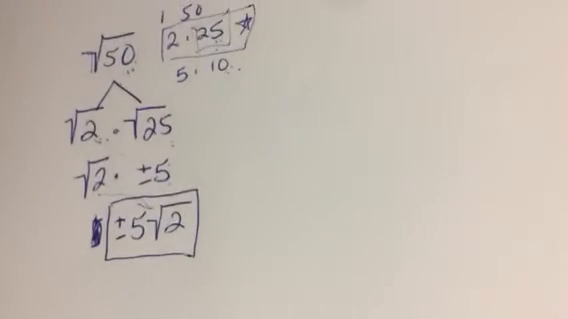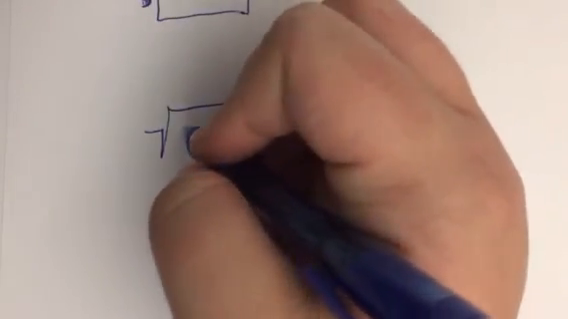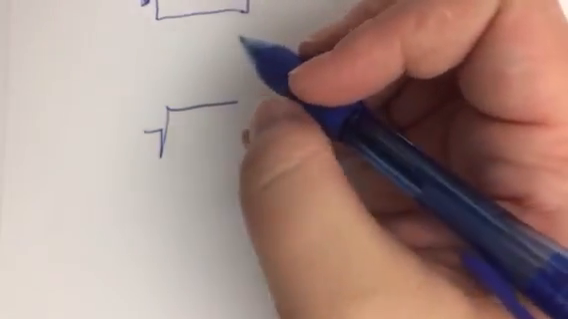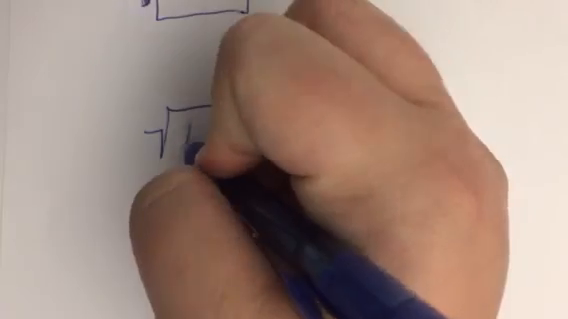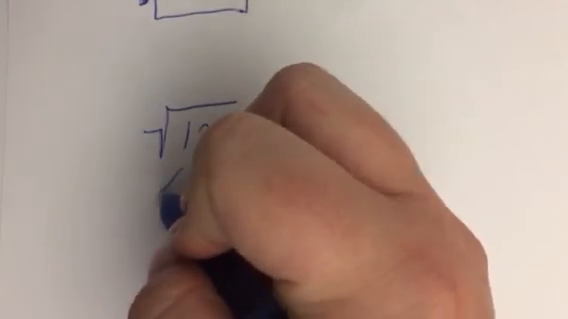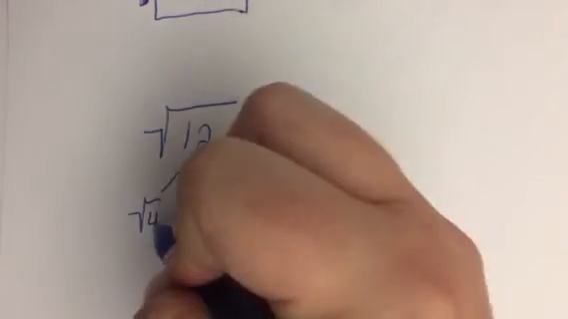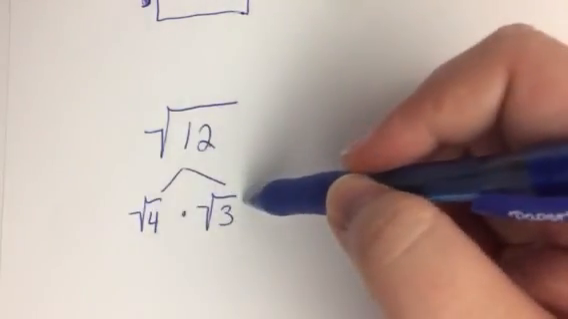Okay, so let me do another one for you really quickly here. I'll move through this one just a little bit quicker. So let's say we have the square root of, let me think, let's just do 12. Square root of 12. Okay, break it up into factors. Again, we want one of our factors to be a perfect square. So I'm going to say the square root of 4 times the square root of 3. 4 times 3 gives me 12. And you want to leave them both underneath your square root signs.